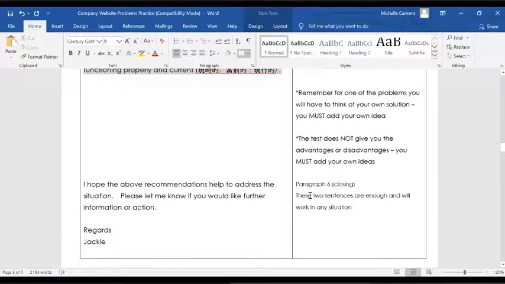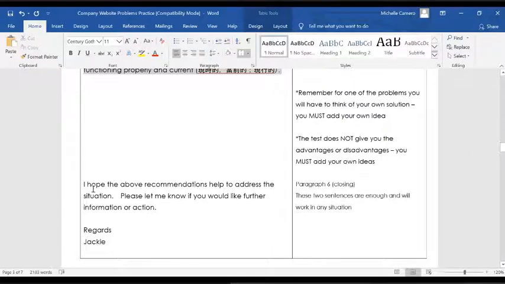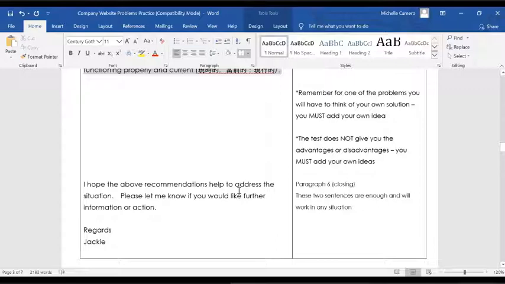It's the closing paragraph. It says these two sentences are enough and will work in any situation. So I'll just be honest with you. You can just copy and paste this onto your answer. I hope the above recommendations help to address the situation. Please let me know if you would like further information or action. Regards, Jackie.